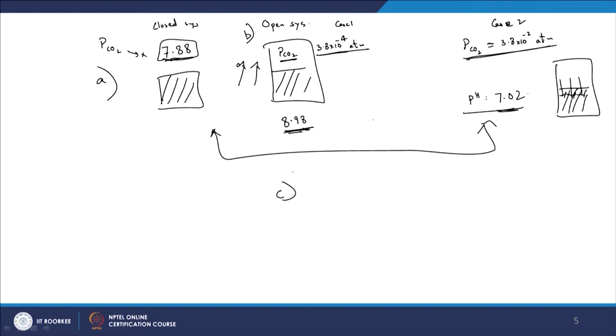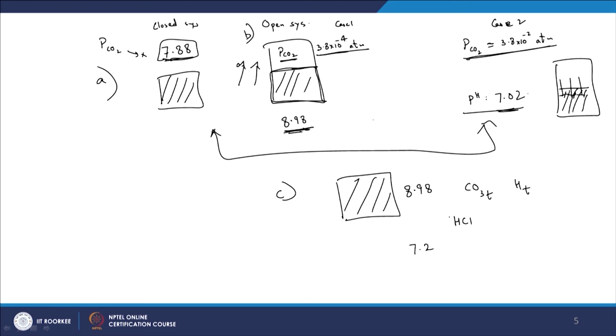And in part C, considering this solution, let us say assuming it is a closed system again, not open to the atmosphere anymore, the initial pH was 8.98, we can calculate the CO3 total, we can calculate H total, right. From this we plugged it into Visual MINTEQ, and we end up with a value of, what is that please, 7.2, right. So, obviously, why is that? Because I am adding a strong acid, HCl, of concentration 10 power minus 3 molar.